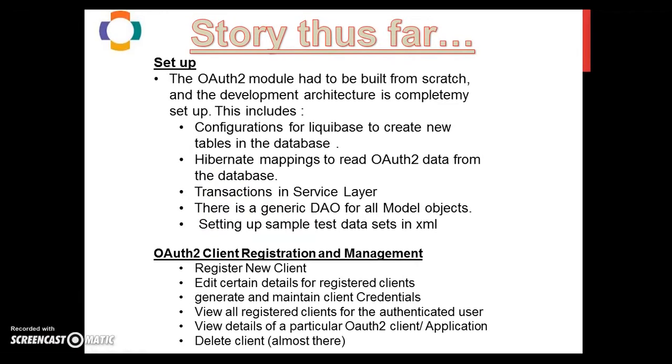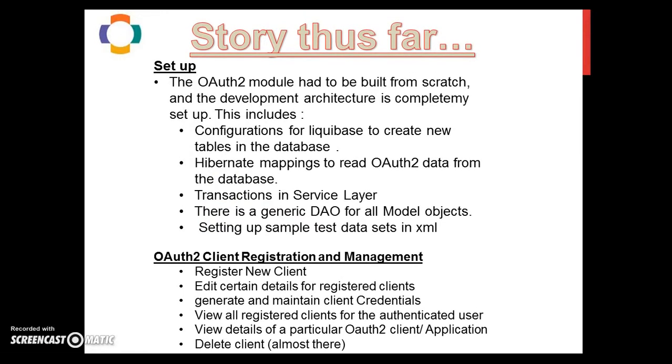So, what all has been achieved thus far in the summer? The OAuth module had to be built from scratch. The development architecture has been completely set up. It included a number of small tasks like configurations for Liquibase to create new tables in the database, Hibernate mappings to read data from the database, adding transactions in the service layer, and there is a generic DAO for all the model objects in the OAuth2 module.